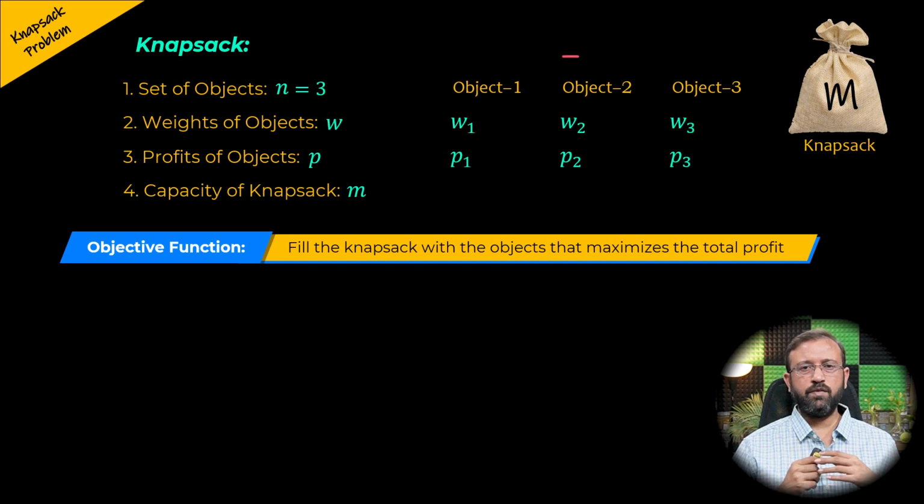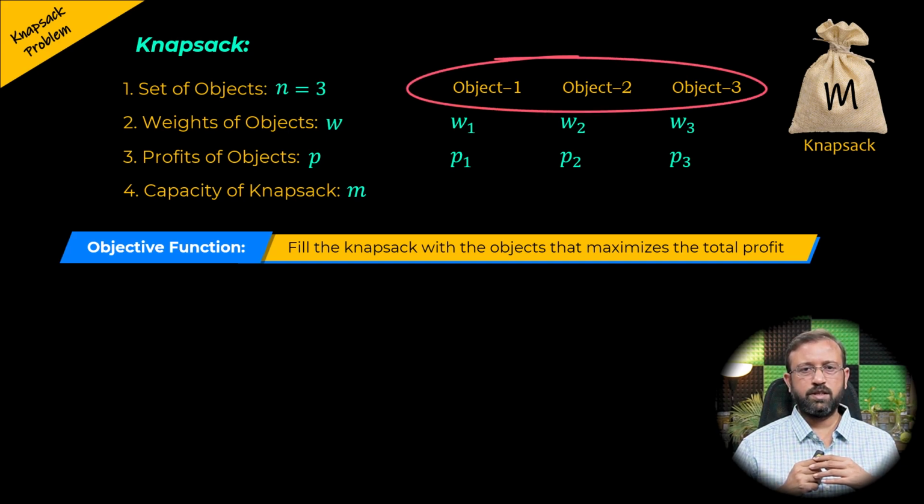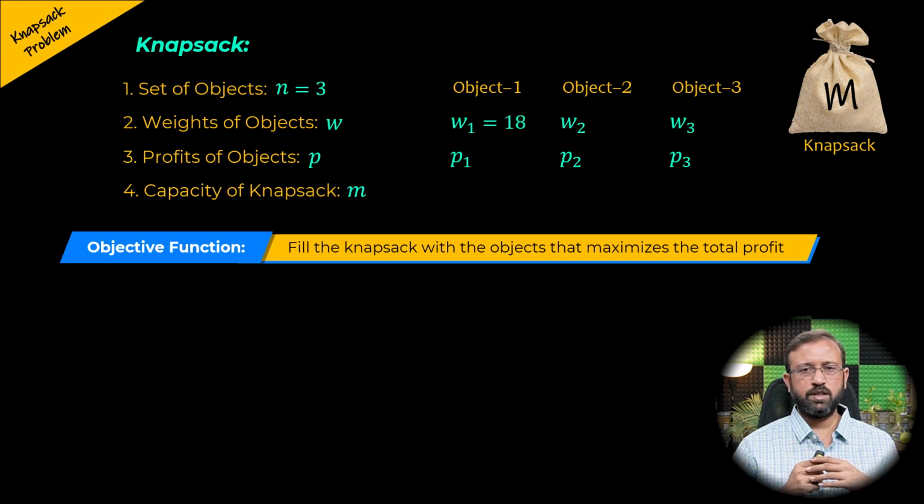Let us consider we have 3 objects. The weight W1 of object 1 is 18 kgs and the profit P1 of object 1 is $25. The weight W2 of object 2 is 15 kgs and the profit P2 of object 2 is $24. And the weight W3 of object 3 is 10 kgs and the profit P3 of object 3 is $15.